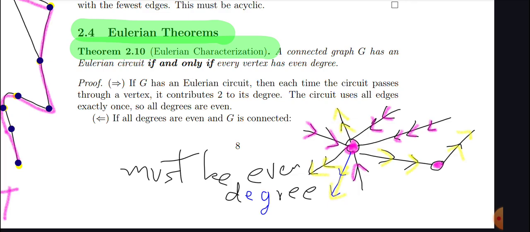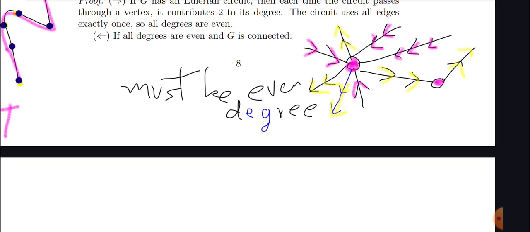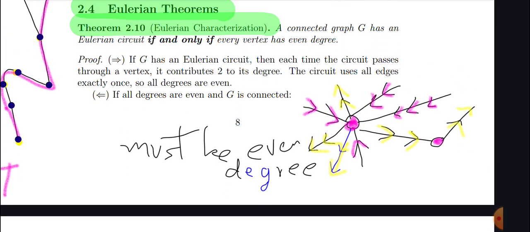But not all problems require ending where you started. What if we just need to traverse everything once? That's where the Eulerian path characterization comes in. This theorem states that a connected graph G has an Eulerian path if and only if it has exactly 0 or 2 vertices of odd degree. 0 odd vertices, of course, means it's a circuit. Right, that's the base case.